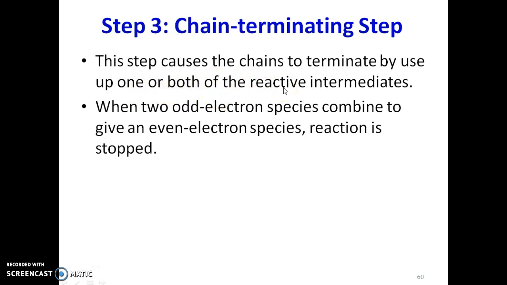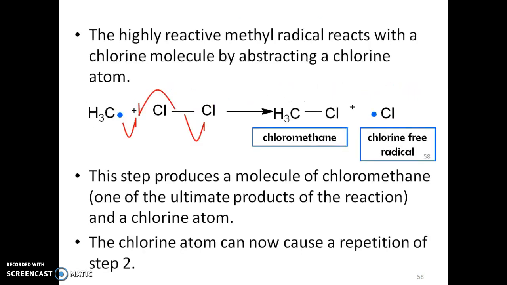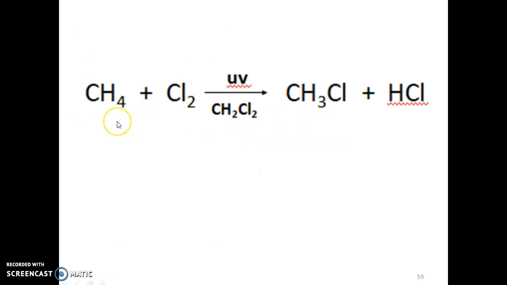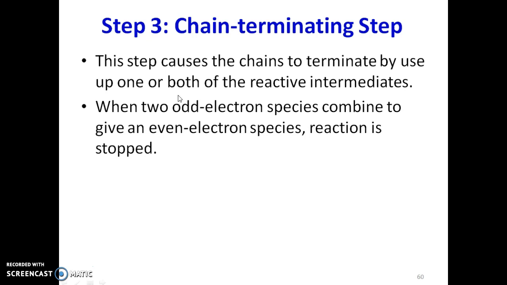Okay, so as we know, in step number 1 and step number 2, we have produced two types of free radical. We produce Cl free radical and CH3 free radical. So back to the equation, in step number 1, the chain initiating step, we produce Cl free radical. In step number 2, we produce CH3 free radical and Cl free radical. So that means we have two types of free radical, Cl free radical and CH3 free radical.